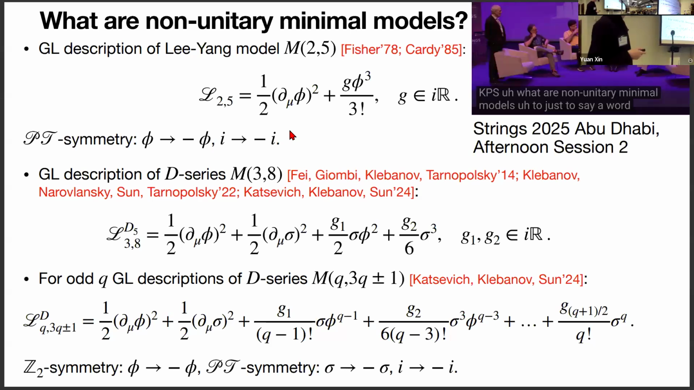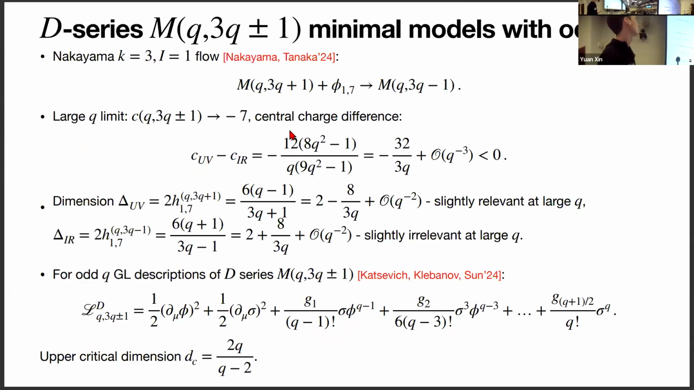Also, in his talk, Dima explained why the M_{3,8} minimal model is a two-field cubic model where g1 and g2 are pure imaginary. In my talk, I will try to generalize this proposal for Ginzburg-Landau descriptions to a whole infinite class, M_{Q,3Q plus-minus 1}, where Q is an odd integer. This model also has Z2 symmetry, phi goes to minus phi, and PT symmetry: sigma goes to minus sigma, and i goes to minus i.